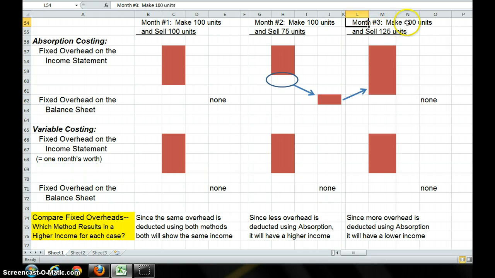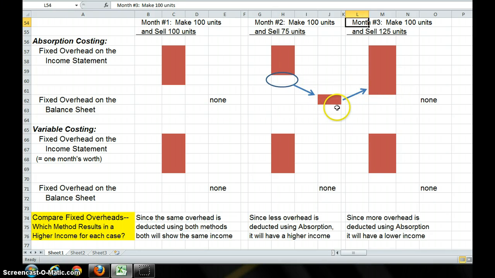Finally, assume in month number 3 we make 100 units, but we sell 125. As far as the effects on the income statement are concerned, every single one of these 100 units we made this month got sold. So 100% of the fixed overhead for month number 3 is inside of these 100 units that are all inside of cost of goods sold on the income statement. The extra 25 units were made in month number 2. You're selling them in month number 3.